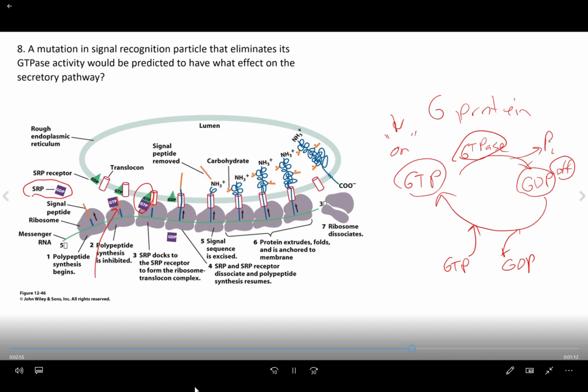Now, thinking about the question, this mutation is basically eliminating the GTPase function of SRP. So it would still be able to bind to signal peptide, still be able to bind to its receptor, and still be able to turn off translation. But this part here, where the GTP gets converted to GDP and the system turns off, can't happen anymore. So the ribosome at this stage remains turned off, and the SRP can't release from the signal peptide or from its receptor.